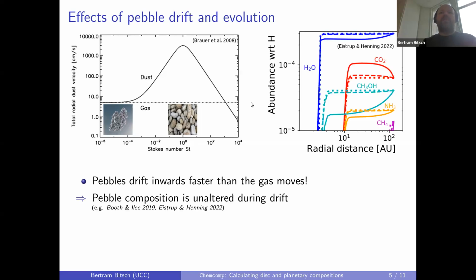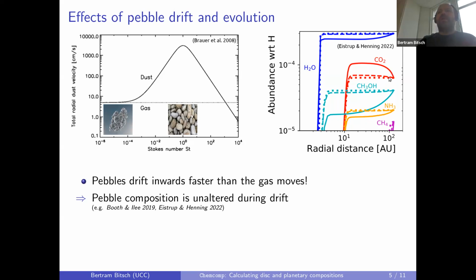So first, a little bit of motivation for why we do not include the change of the chemical composition during the pebble drift. This is related to work from Eistrup and Henning, where they start with small pebbles in the protoplanetary disk that drift inwards. So they drift here towards the left, to smaller distances. And the different colors correspond to different molecules that are attached to these pebbles.